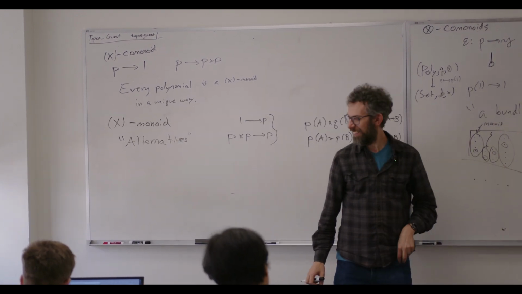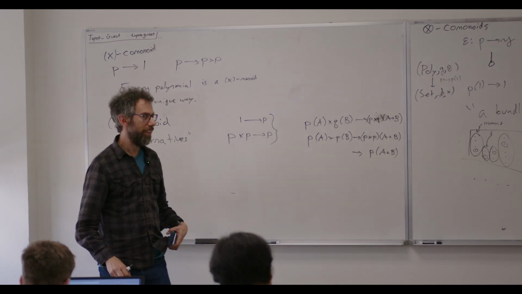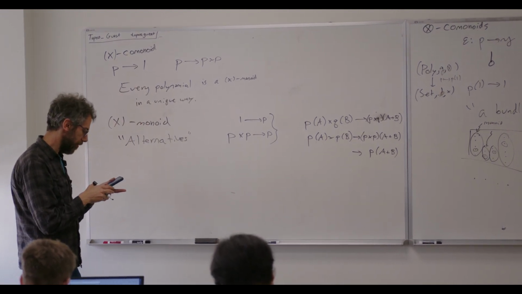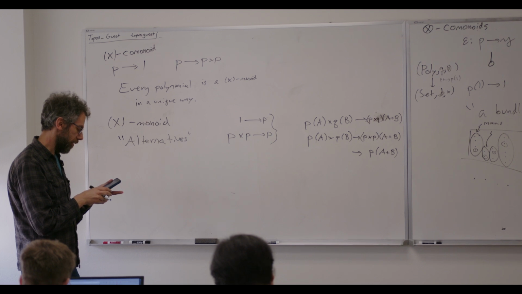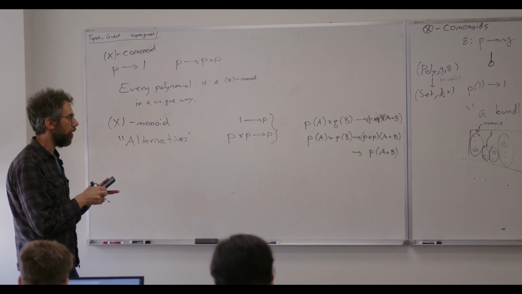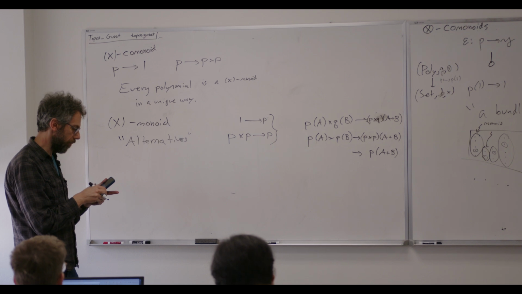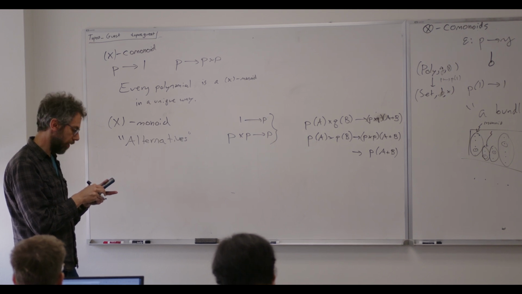I'm still confused about this. Wait, what, P and Q are polynomials here? Yes. And what does it mean, P parens A? What does that mean? You apply the polynomial as a... Oh, this is a polynomial as a functor.